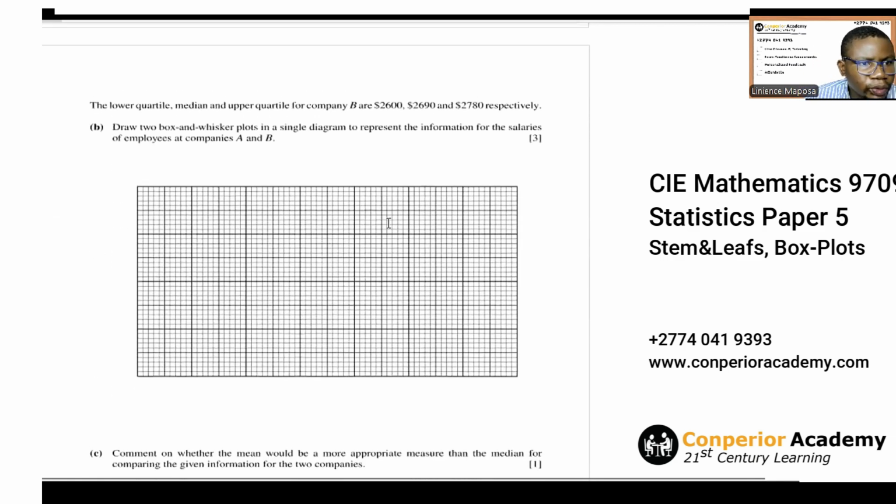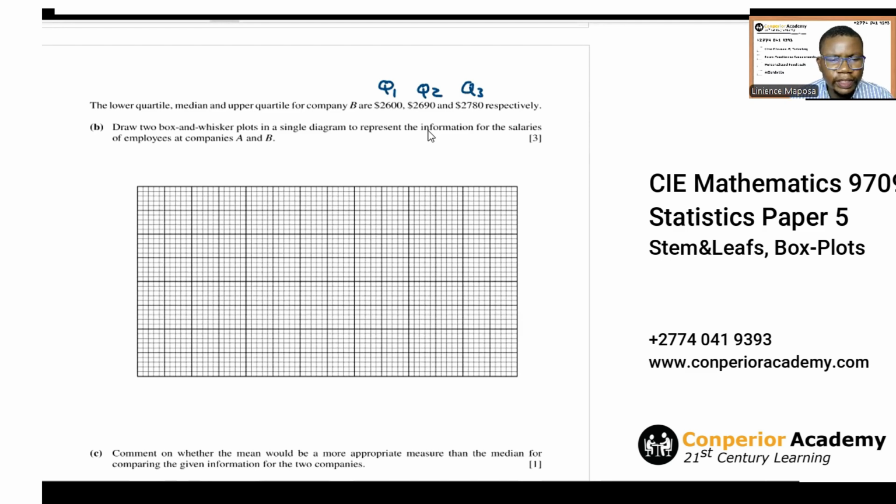Then we move on. So this question says the lower quartile, median, and upper quartile for company B are these. Oh, it's still the same question. So we are given some values for Q1. I'll write Q1 here. This is Q2, and this is Q3. You are required to draw a stem and leaf diagram.